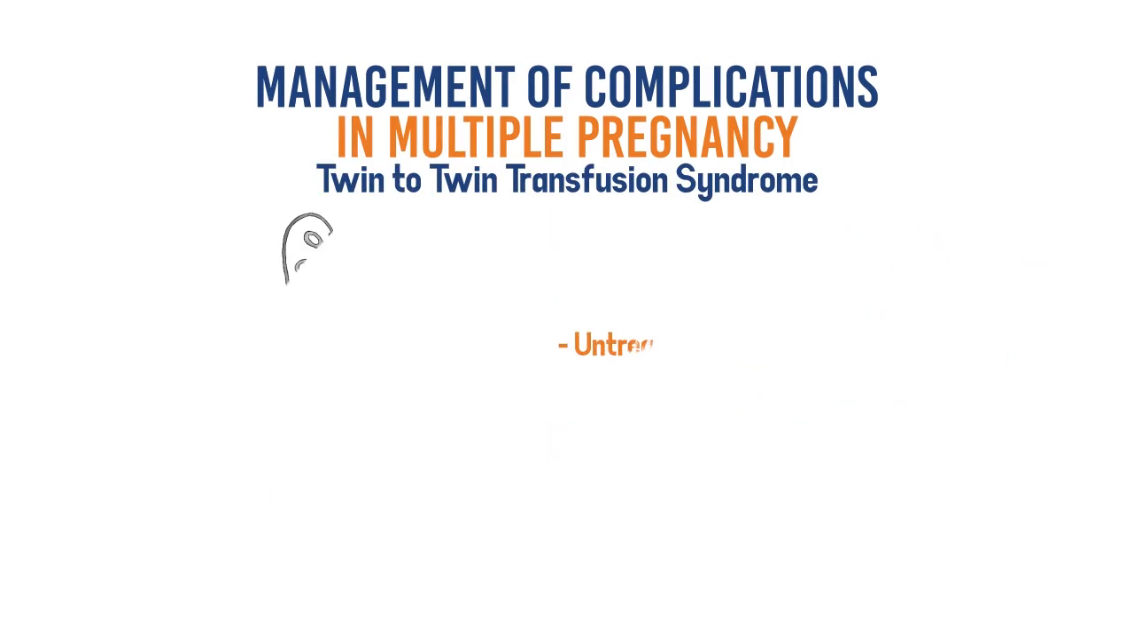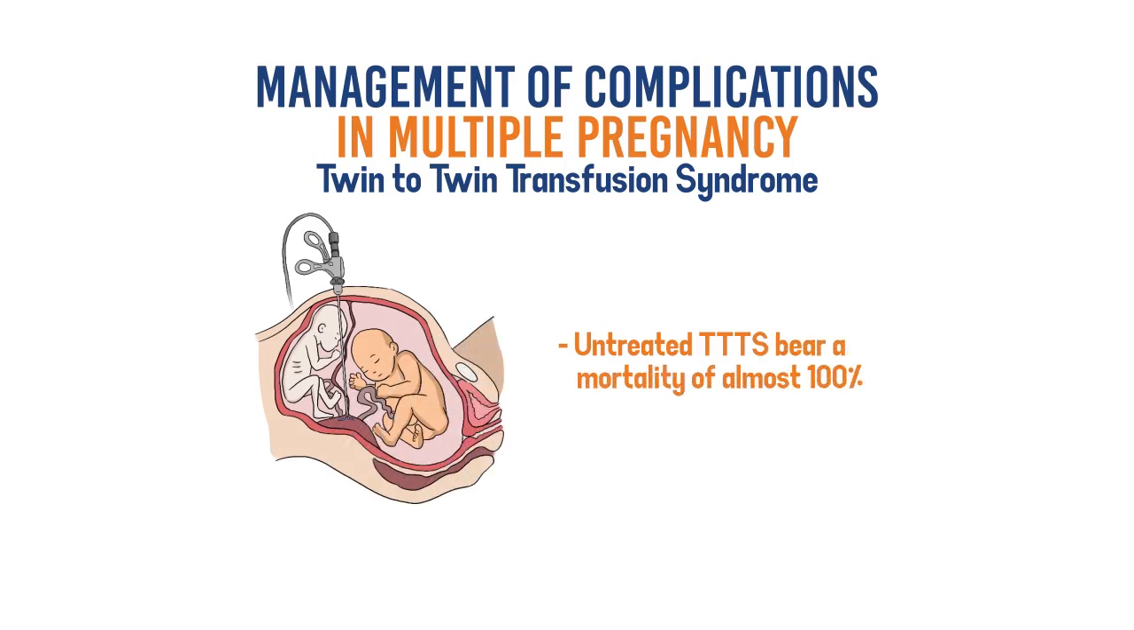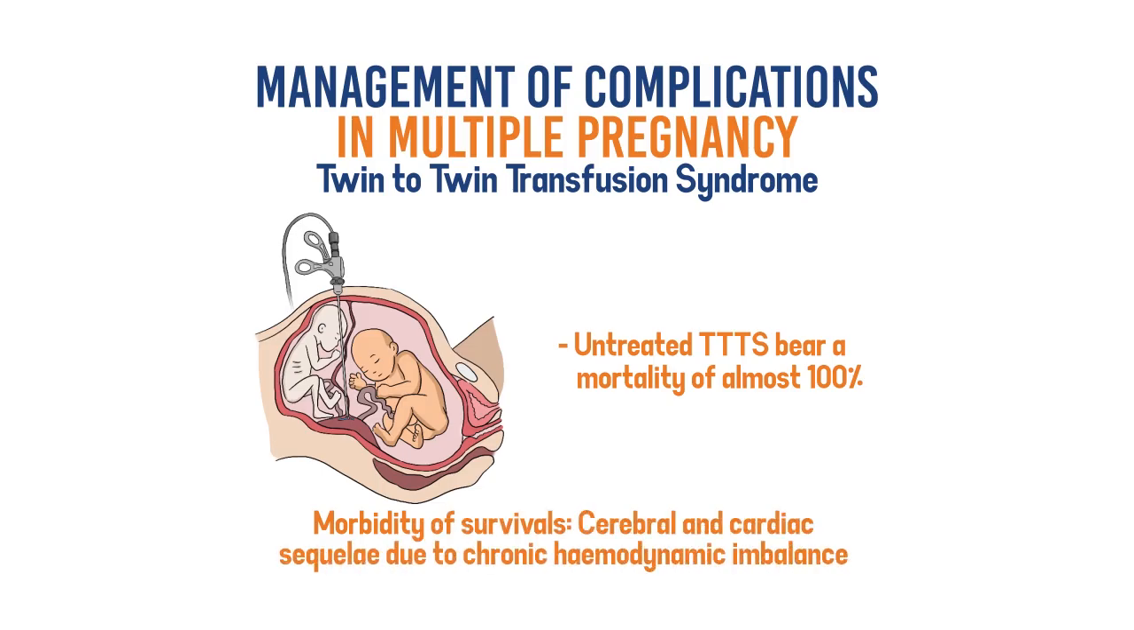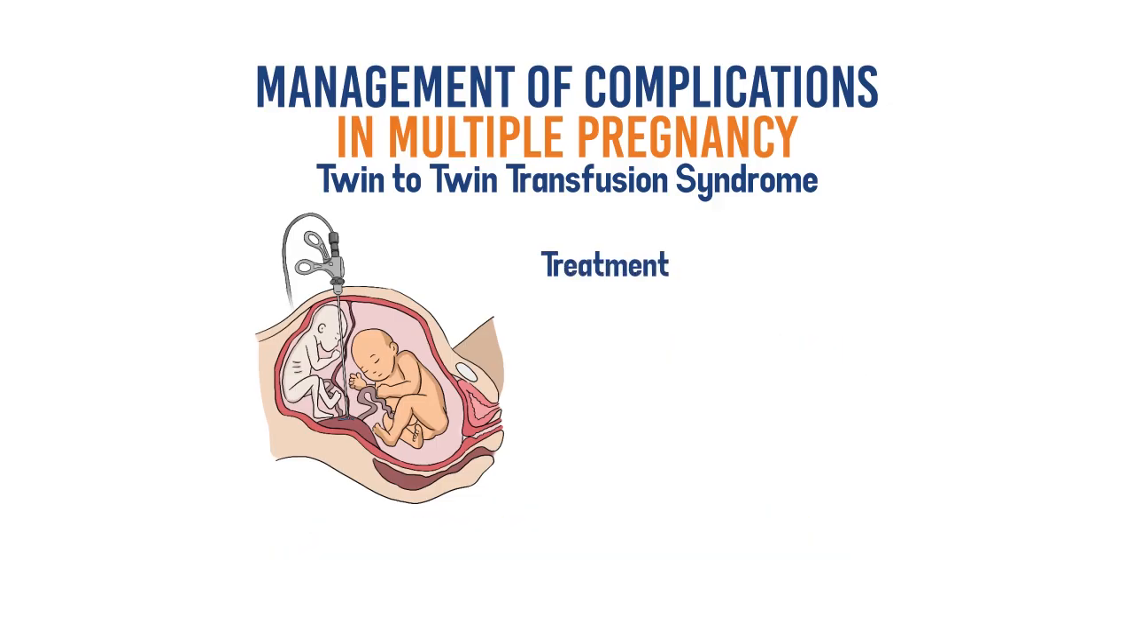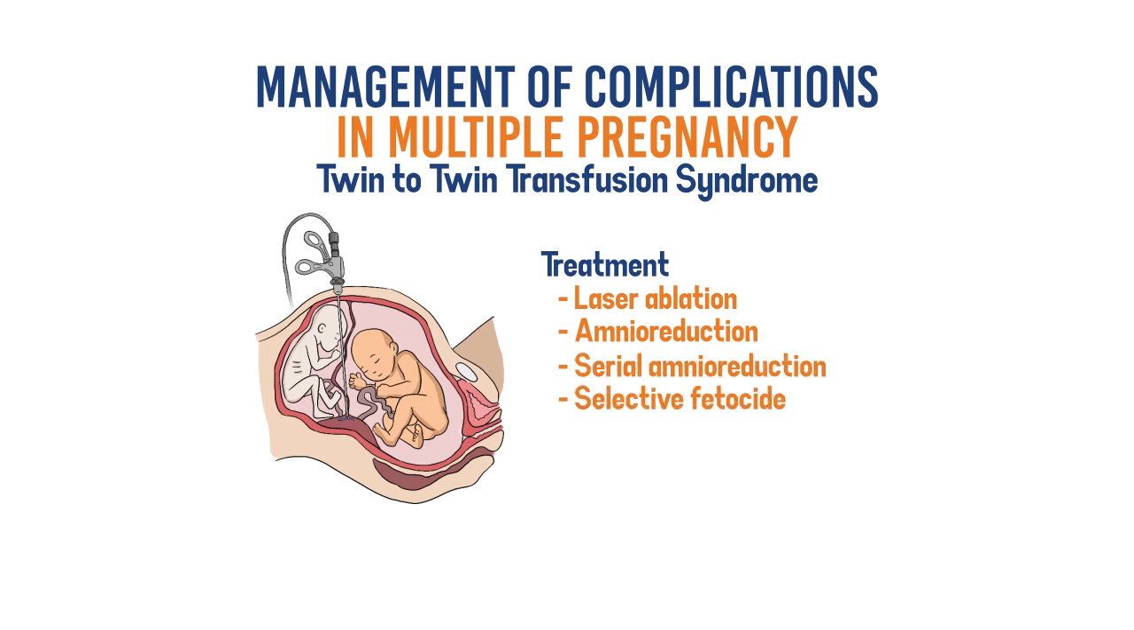Untreated twin-to-twin transfusion syndrome bears a mortality of almost 100%. Morbidity of survivors includes cerebral and cardiac sequelae owing to chronic hemodynamic imbalance in utero. Treatment options for twin-to-twin transfusion syndrome include laser ablation, amnioreduction, serial amnioreduction, selective fetocide, or termination of pregnancy.